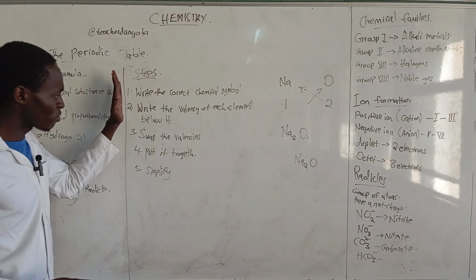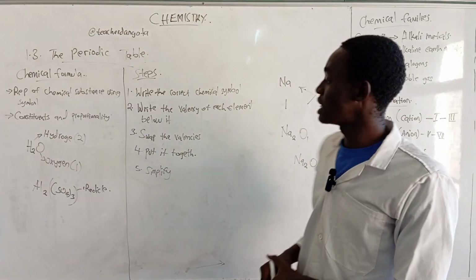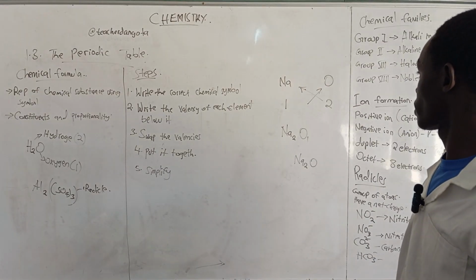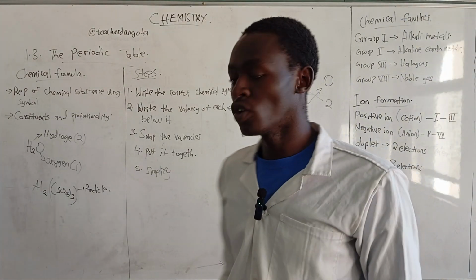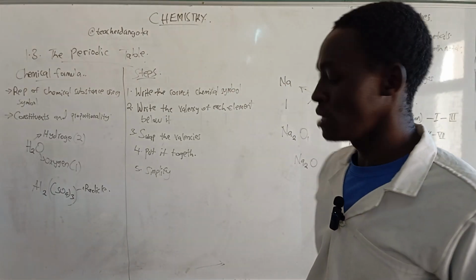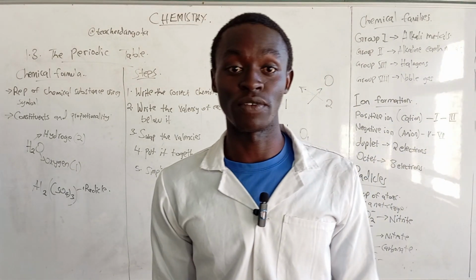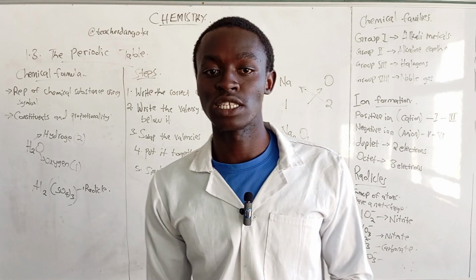I believe that from the steps themselves, it's very easy and simplified, and you can work it out in an easy way. This is an easy way of writing the chemical formula. Maybe let's give another example that we can simplify.